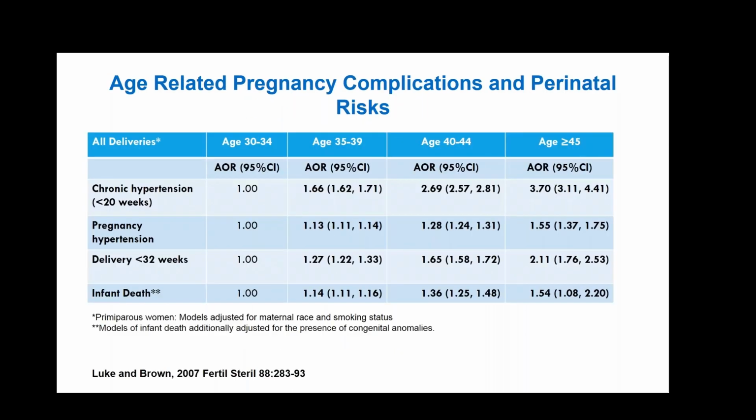Just to mention age quickly, this 2007 study by Luke and Brown demonstrates the effect of age. Now again, this is using a U.S. population. These are not ART deliveries, but it does show the effect of age. The authors demonstrated that as age increases, underlying chronic hypertension increases. So these are your increasing age groups. Pregnancy-associated hypertension increases, and premature delivery increases, as well as the rate of infant death.